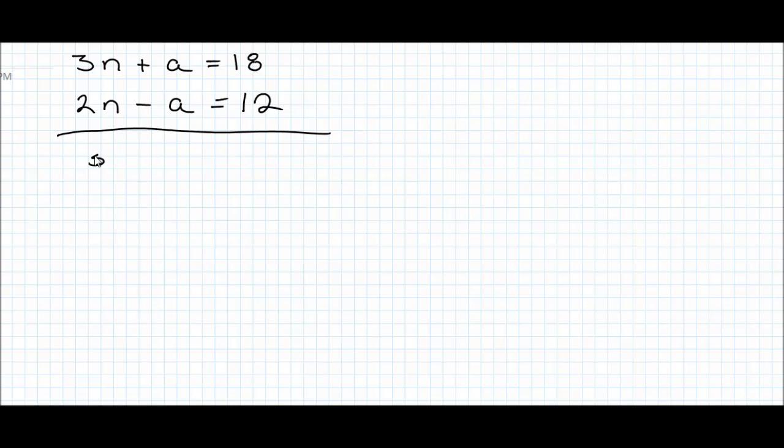The a's will cancel, so it'll be 5n: 3n plus 2n, the a's cancel, equals 30. Divide each side by 5, so n is equal to 6. And then I'm going to use the first equation.